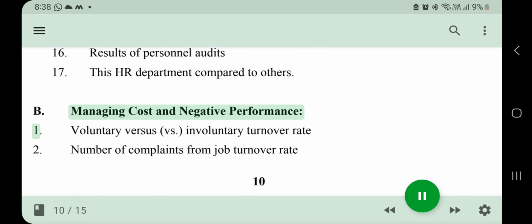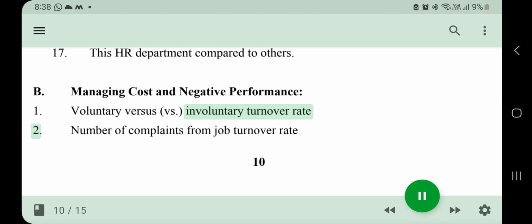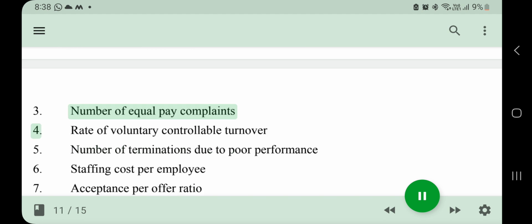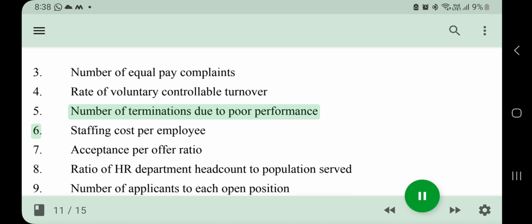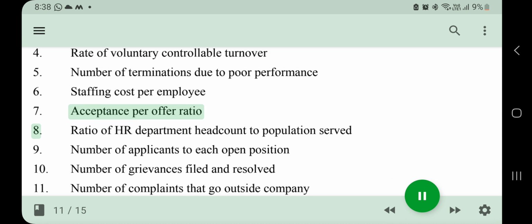B. Managing cost and negative performance. 1. Voluntary versus involuntary turnover rate. 2. Number of complaints from job turnover rate. 3. Number of equal pay complaints. 4. Rate of voluntary controllable turnover. 5. Number of terminations due to poor performance. 6. Staffing cost per employee. 7. Acceptance per offer ratio.